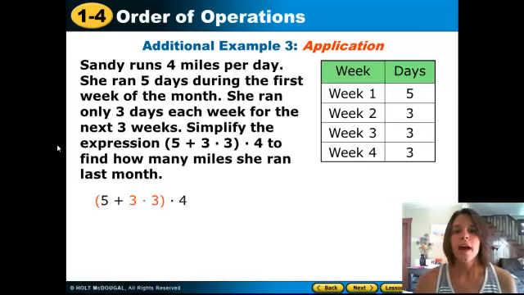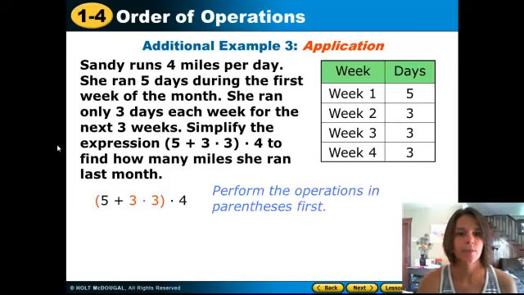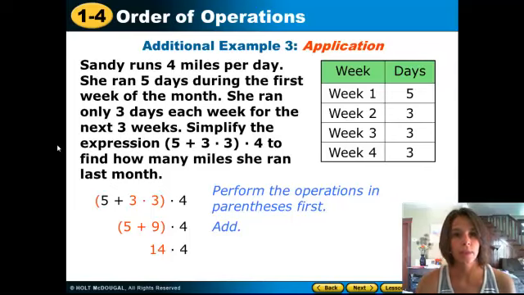I do like that they gave us a nice table with all the information. However, since they gave us the expression, I'm going to go ahead and focus there. So 3 times 3, let's perform that first. So I'm going to get 9. Then, because I'm still within my parentheses, I'm going to add 5 plus 9, 14, and my last step will be to multiply 14 times 4 to get a total of 56 miles for the week.